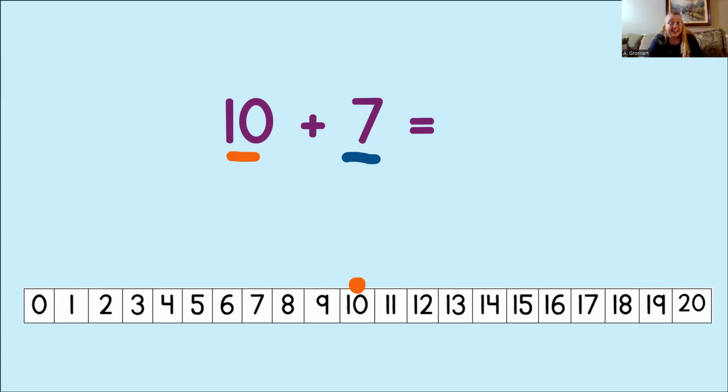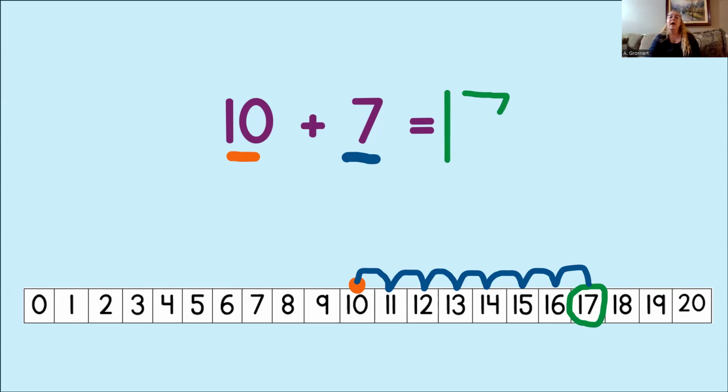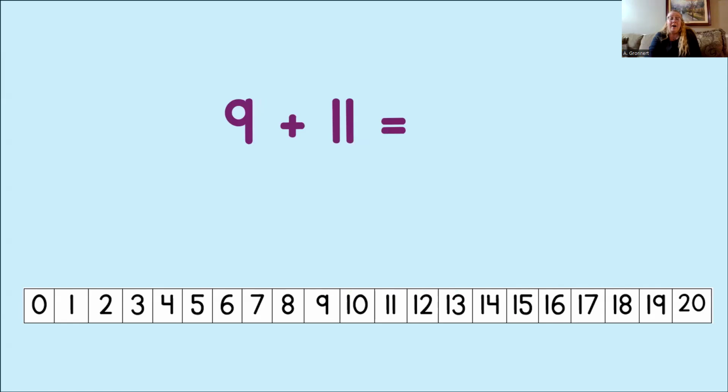Are you ready? 1, 2, 3, 4, 5, 6, 7. Where did we land? Hey, we landed on the number 17. So we circle the number 17 and then write it on the equation. And now we know 10 plus 7 equals 17. Oh, this is so much fun. I love counting on to add. Yay, we get to do another one.